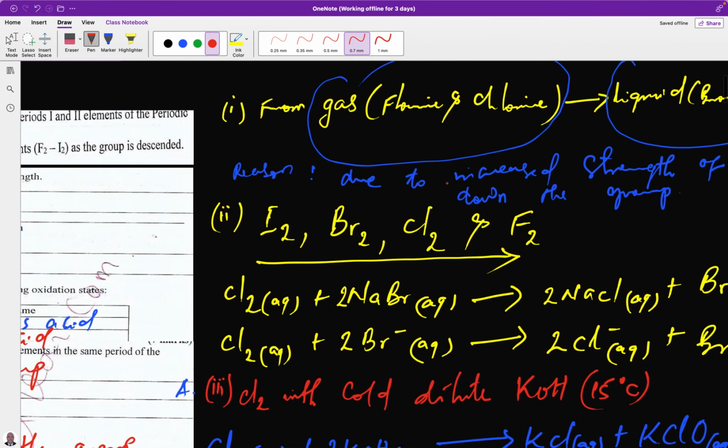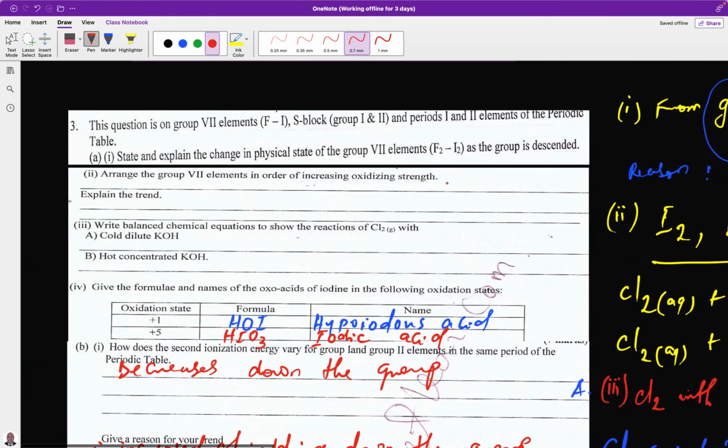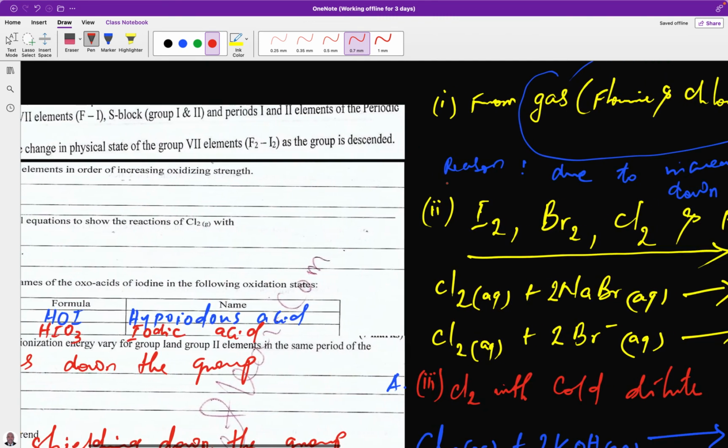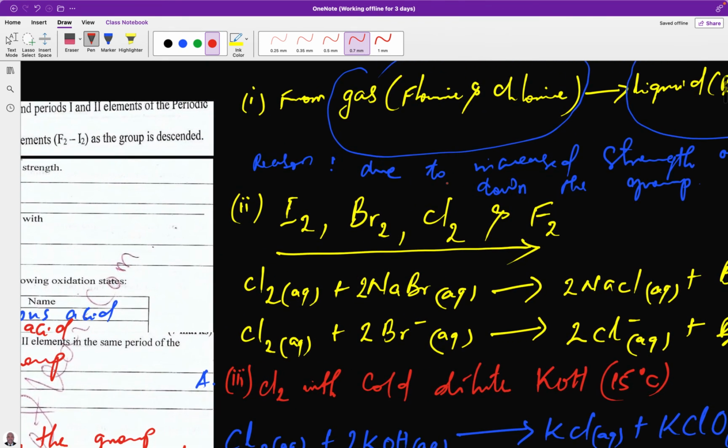So now we're told in 2 to arrange the group 7 elements in order of increasing oxidizing strength. Oxidizing strength is the ability to accept electrons, to draw electrons towards yourself. So fluorine is the highest oxidizing agent in group 7 because it has the highest ability to attract electrons. So the increasing order will be iodine, bromine, chlorine, and finally the most oxidizing one, fluorine.